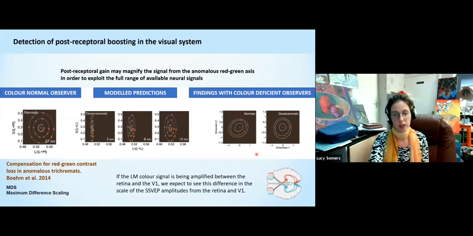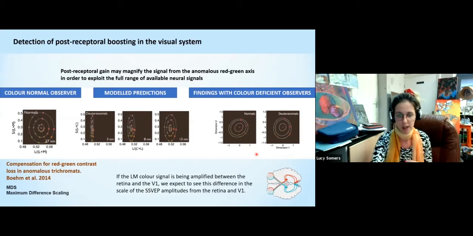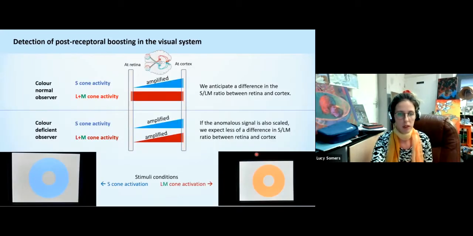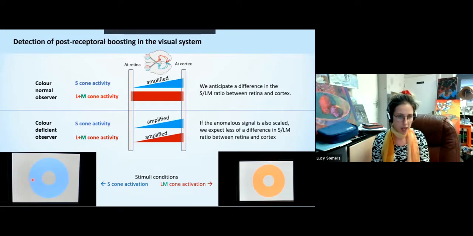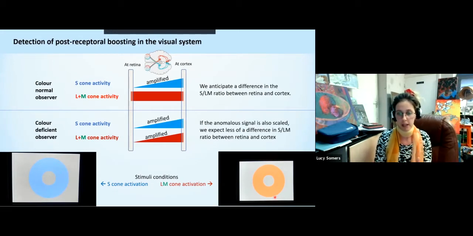So we are hoping to use SSVEPs to identify differences in the scaling of the amplitudes between the retina and the V1. So by comparing the amplitudes at the retina and the cortex, we can identify differences in the scaling. On the left, we have a stimulus that is isolating the S-cone activity by flickering between blue and green. And on the right, you can see the stimulus which is going to be flickering between red and green to isolate the LM activity, which should be diminished for the anomalous observer.